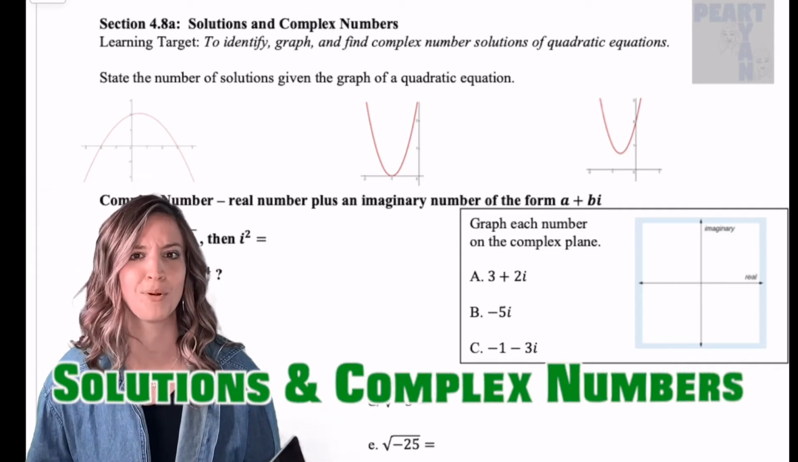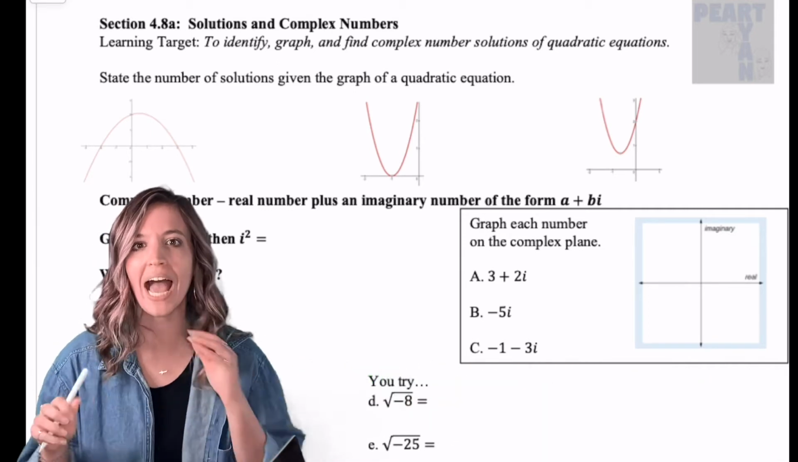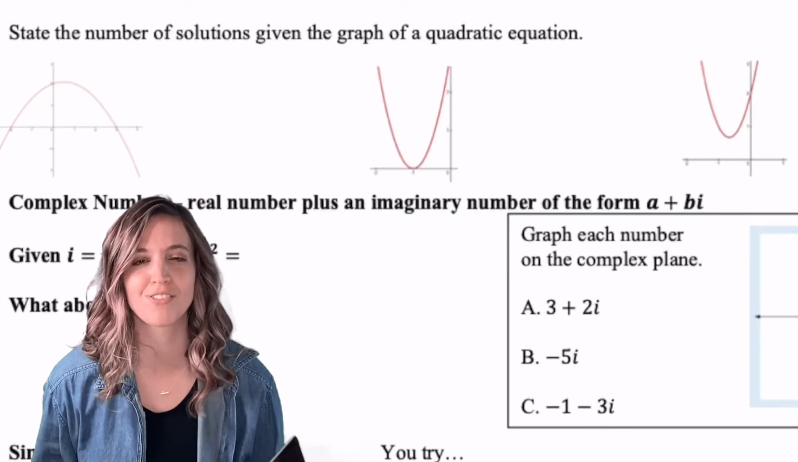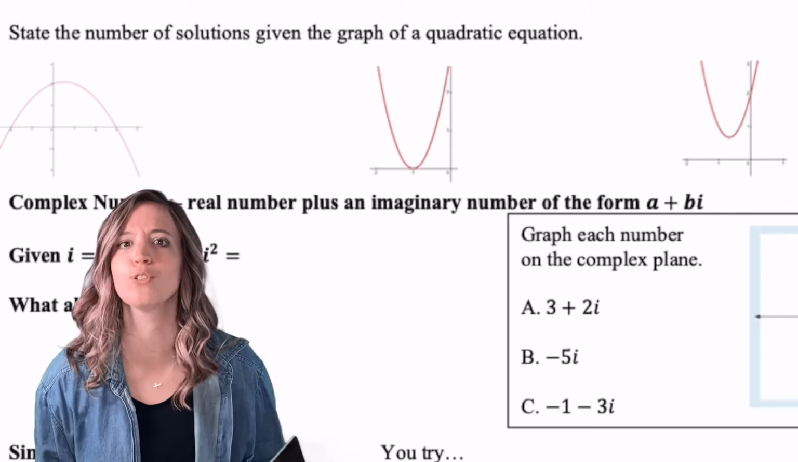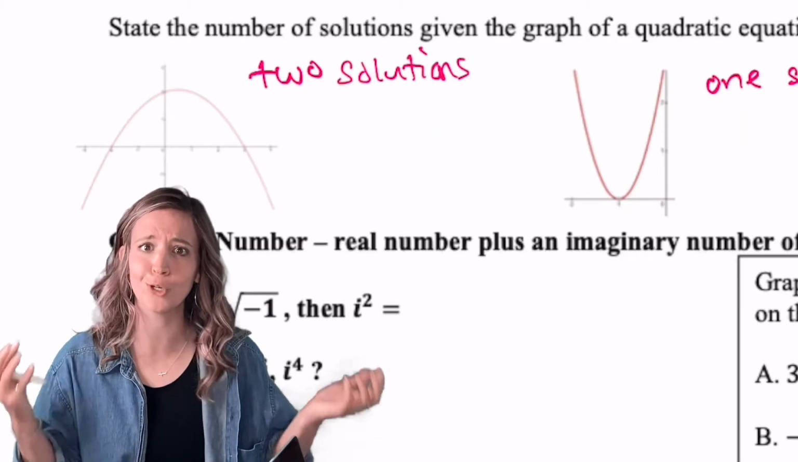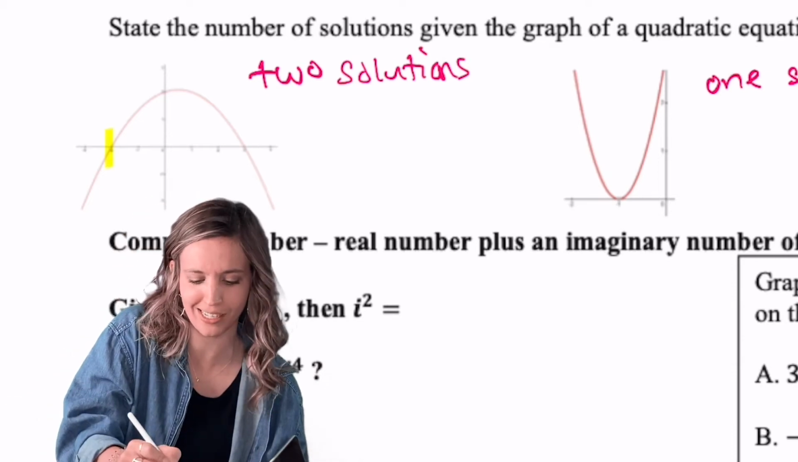Solutions in complex numbers. When we were solving quadratic equations, we had some situations where we had no real solutions as our final answer. Look at these three graphs of quadratics. Tell me how many solutions each of these graphs has. So that first graph clearly has two solutions, right? Because I can see these two x-intercepts right here.